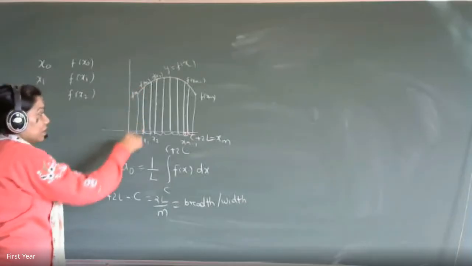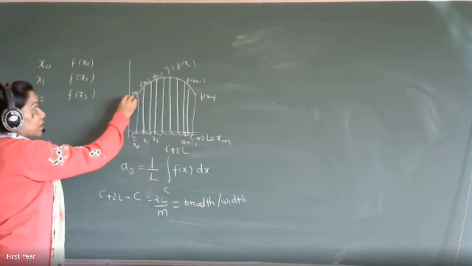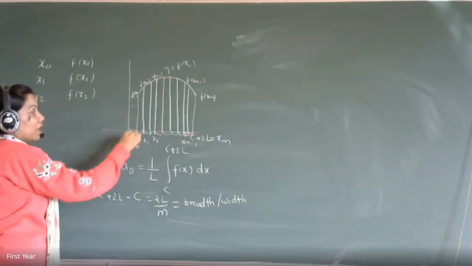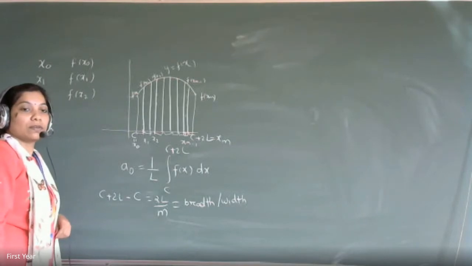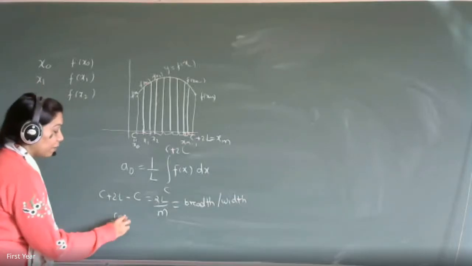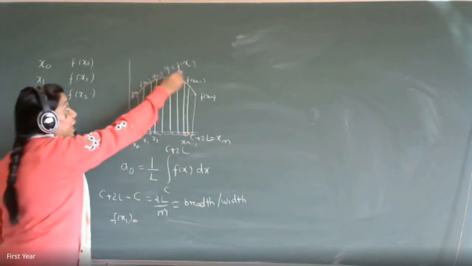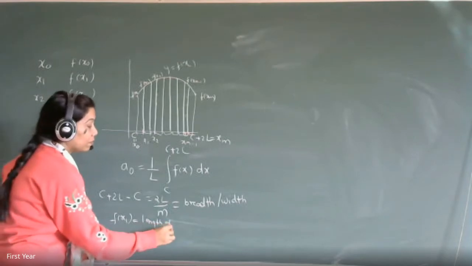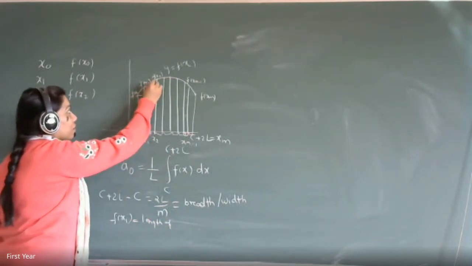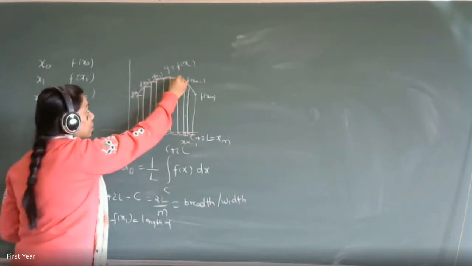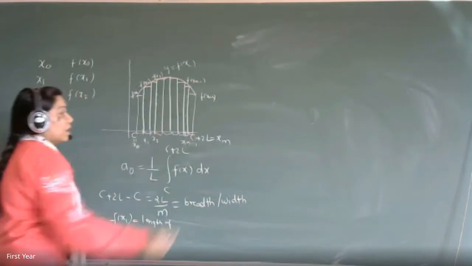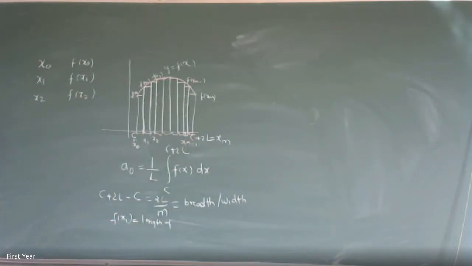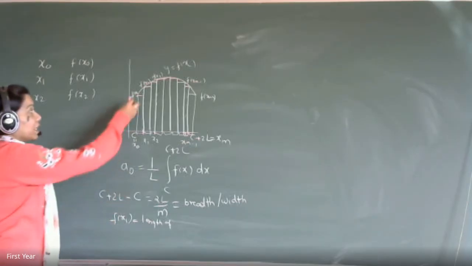What is the height or length of it? The y coordinate will be its length. That is f of x. So f of xi will be the length, because the function is given. Just see what I'm doing now. Length of what? Each rectangle. The length of each rectangle is nothing but f of x0, f of x1, and so on.